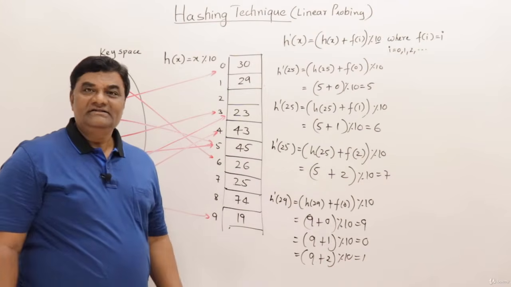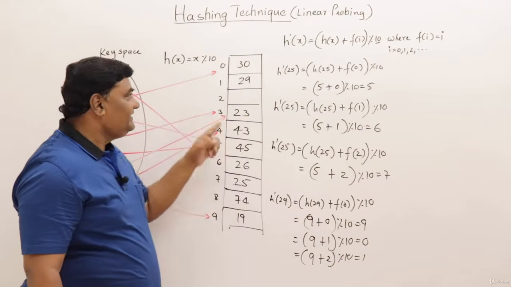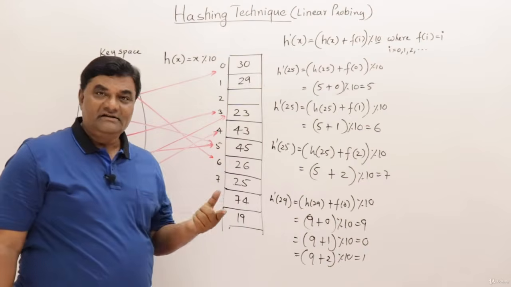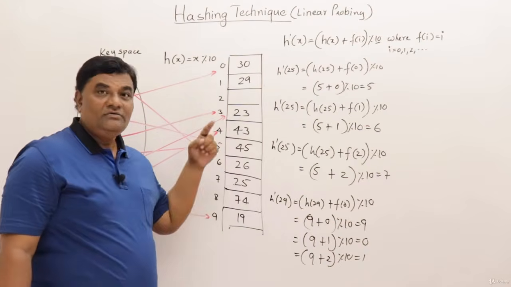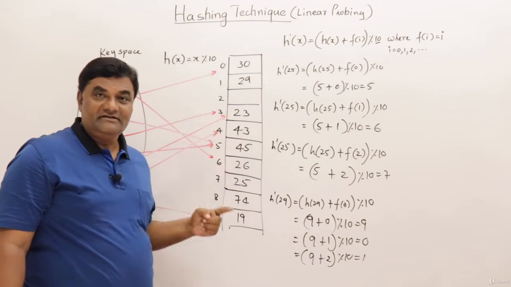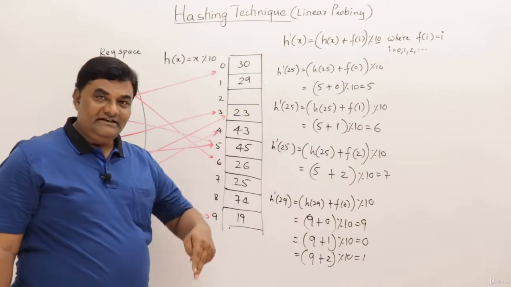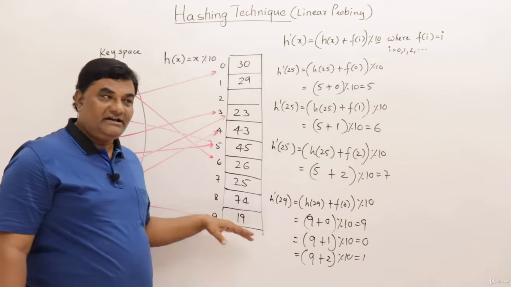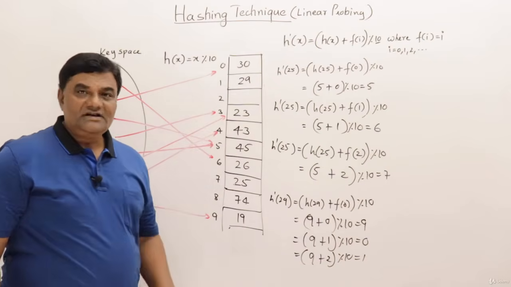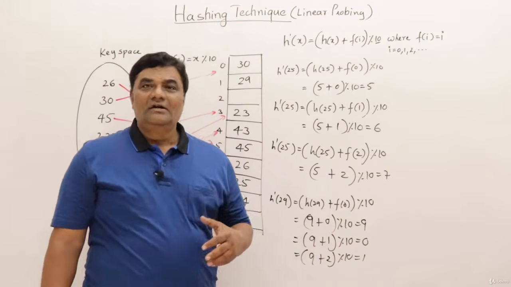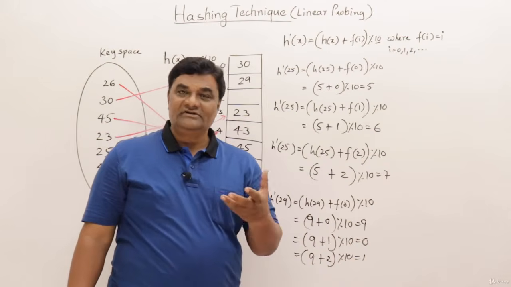So this is how insertion is done. I have inserted 19 and 29 to show you that the places are found circularly, right? Though we are going linear, once we have reached the end of the table, then again we start from the top. So that's all about insertion. Now let us see how to search for the keys.